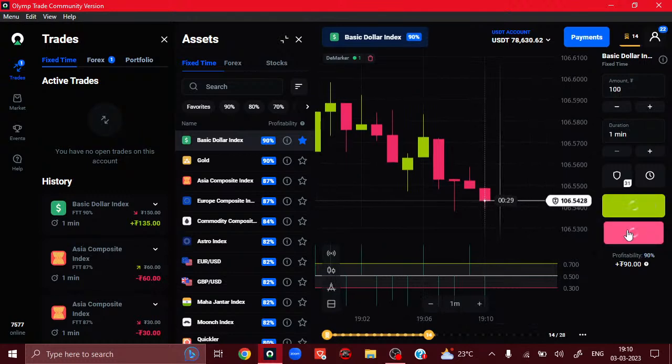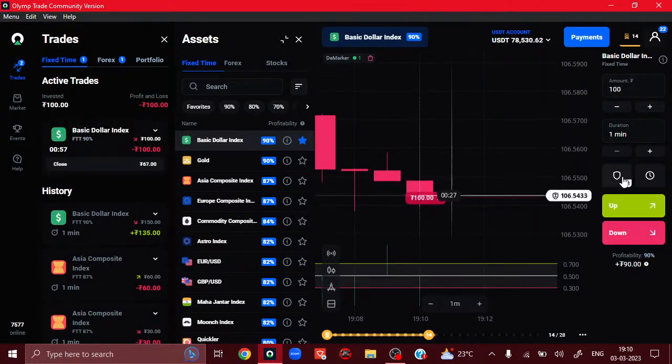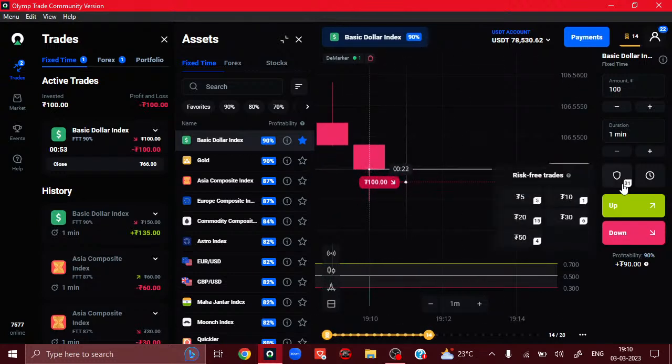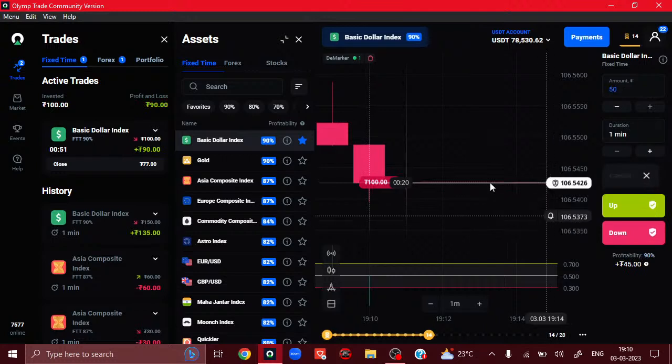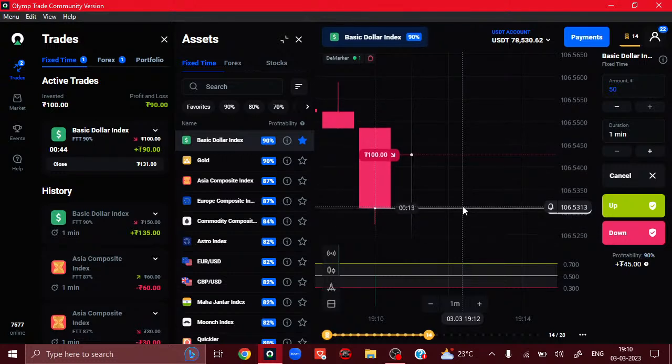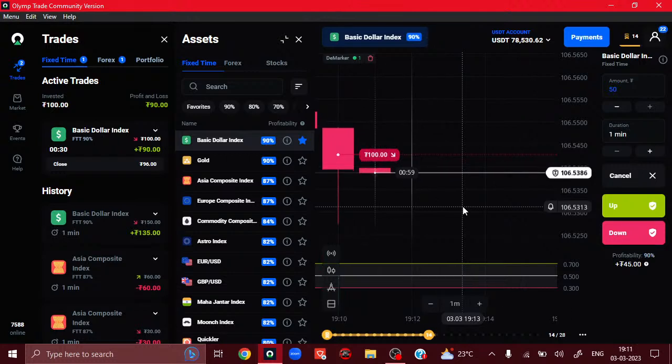Right now, we have an entry for the downward direction in basic dollar index. Yes, this strategy can work for 3 minutes, but since it is a very aggressive strategy, I suggest you to use the 1 or 2 minute time frame. So this is the last trade for the day.